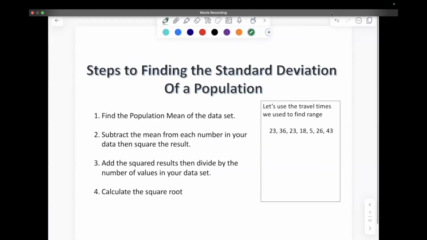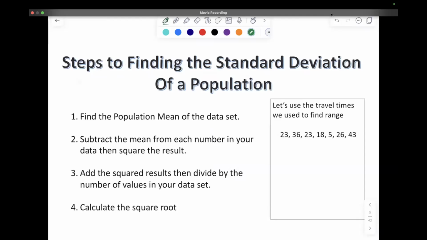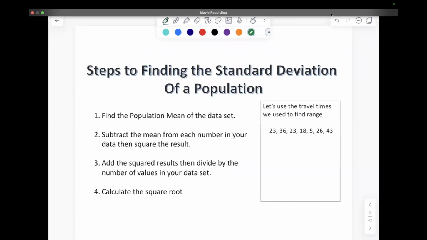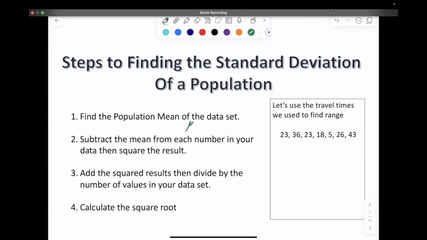Okay. All right, so we're going to find the population standard deviation of our travel times. The first thing I'm going to do is find the population mean. I don't remember what that is from last week. I'm lucky if I remember my grandkids' names. Today was a crazy day. Okay, divided by 7, 24.9. So our mean, our mu, is about 24.9. This is what we're going to use for our mean.